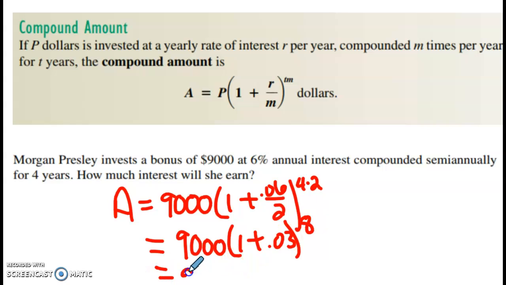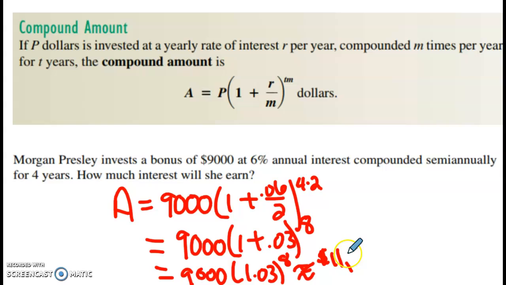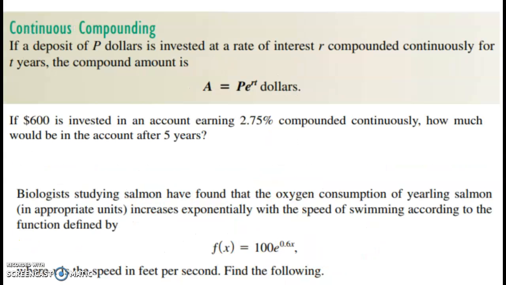Actually, we could go a little further. Just type in your calculator 9,000 times 1.03 to the 8th, and see what you get when you round it to the nearest dollar or cent. It's about $11,400.93. Okay, that's how you use that formula and what everything means.